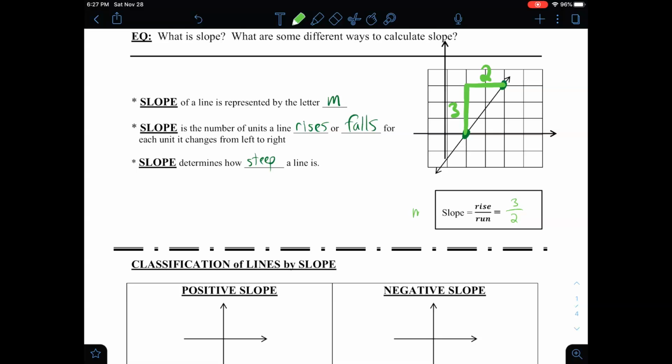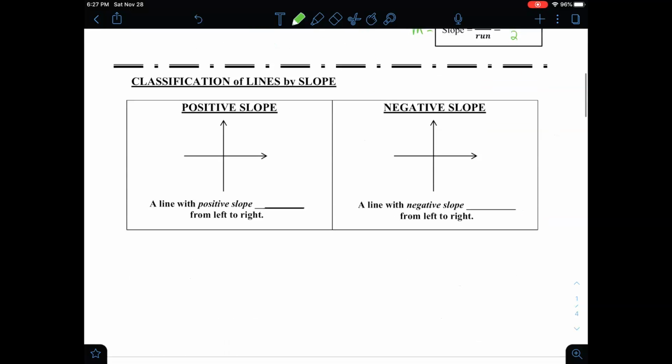And then over here, this is m equals the slope, and slope is rise over run. So it's basically how far up and down you go over how far left or right you go. All right, let's go ahead and get into this here.